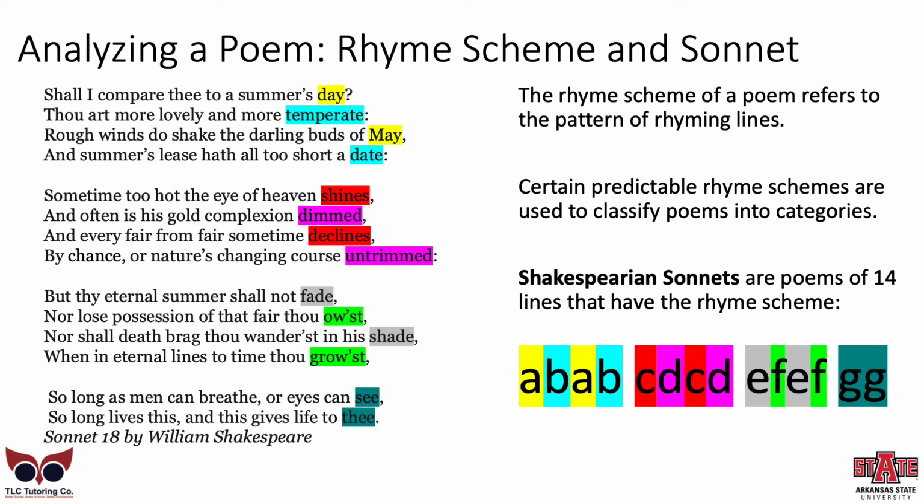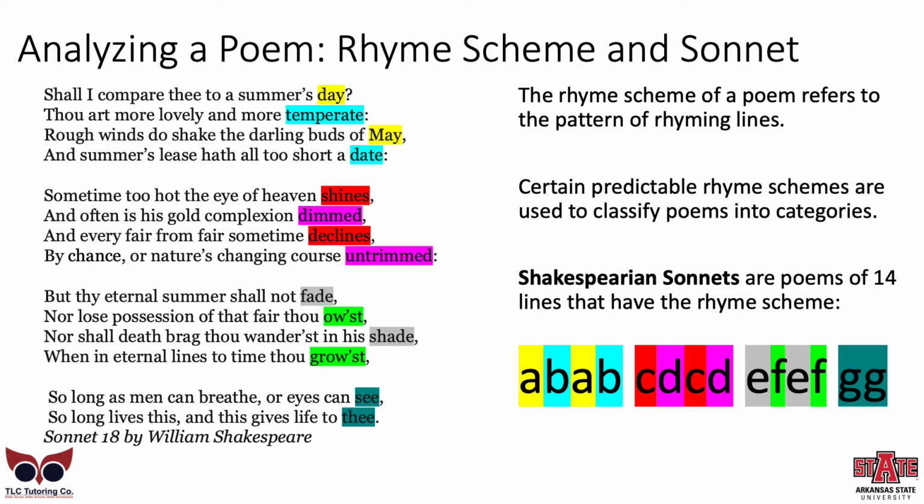As you look at the poem, you'll notice that the words day and may rhyme. They're both classified with the letter A. Then you'll notice that temperate and date are classified with the letter B. While these words may not sound like a rhyme in the pronunciation of many American dialects, you'll notice that the letters ATE end each word, so they are still rhyming words.